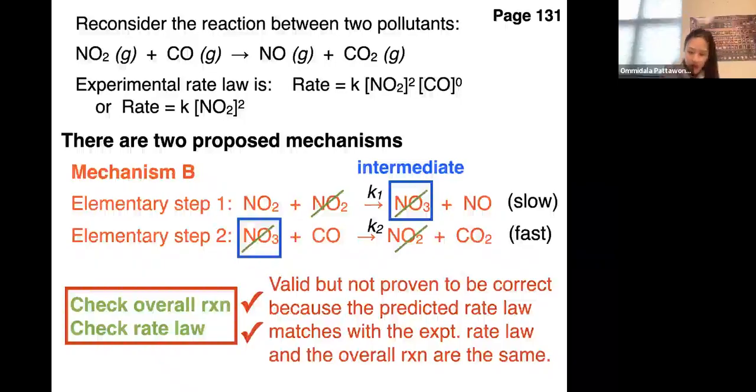Now you might see this: it is valid but not proven to be correct. Why do I mention that? In order to prove whether mechanism B is correct or incorrect, you need to do further experiments, some further investigation. For example, you might try to capture the intermediate. If you are able to capture the intermediate and it comes out to be NO3, then this mechanism is probably the correct one, because it actually goes through this step that produces this intermediate.